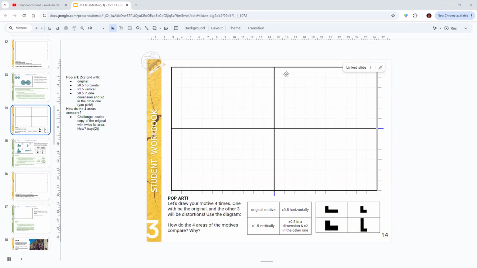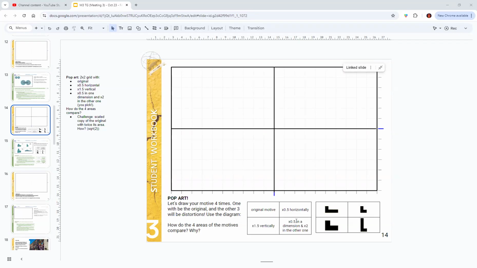We have this canvas. This time it is split into 4 equal rectangles. Let's draw your motif 4 times, one in each box, one in each region. One will be the original, and that's going to be on the top left corner. The other 3 will be distortions.